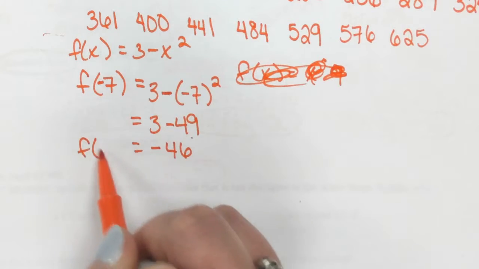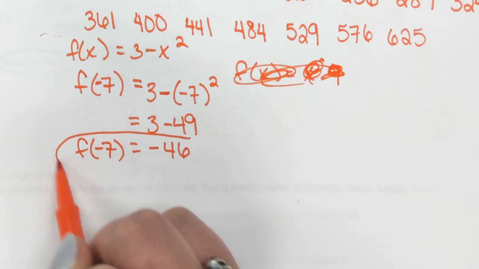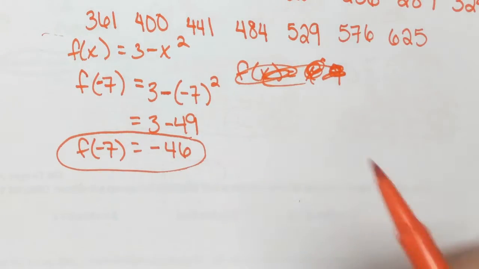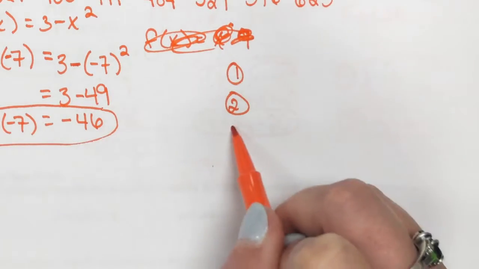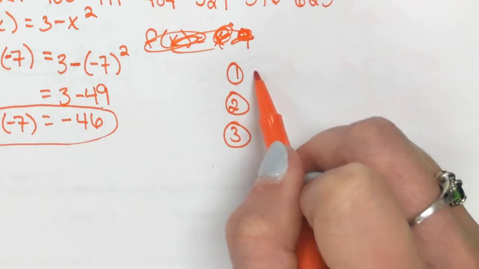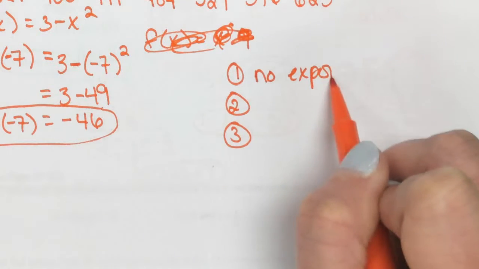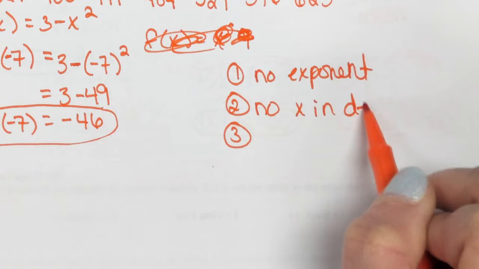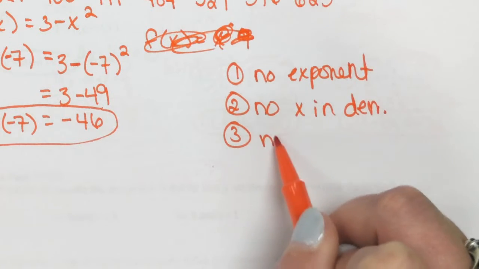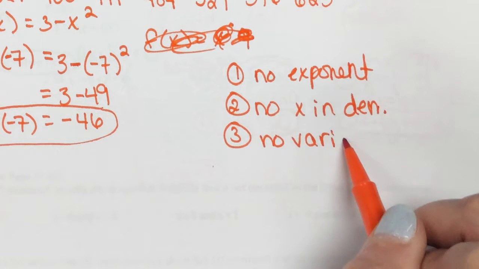Okay, make sure you write your answer like this, guys. You see it? Like that? All right. What about linear or not linear? There were 3 things about linear or not linear. Exponent can't be greater than 1. No exponent. Denominator can't. No x in denominator. Variables multiplying function. No variables multiplied.